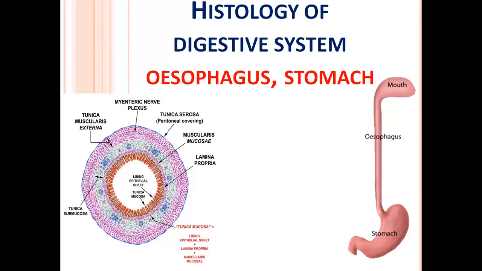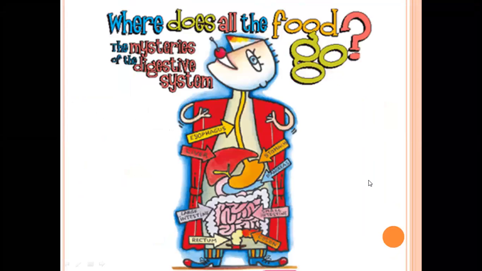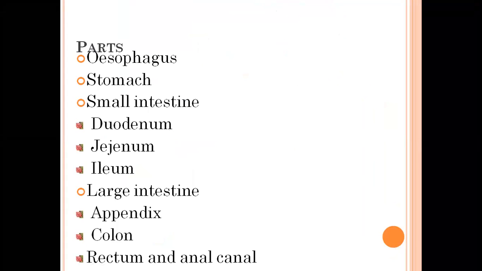Good morning, dear students. We are going to discuss histology of the digestive system, as we are done with the tongue with different papillae. Now let us continue with the other parts of the gastrointestinal tract, where we have esophagus and stomach for today. The parts of the gastrointestinal tract are esophagus, stomach, small intestine, which has duodenum, jejunum, ileum, and large intestine. Then we have appendix.